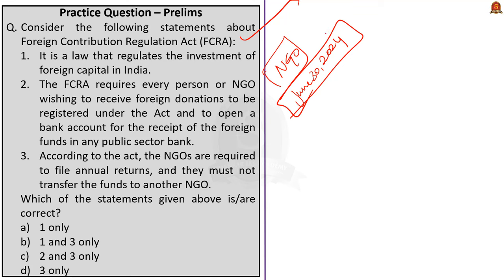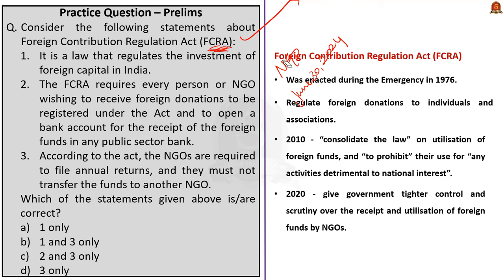See, to answer this particular question, you have to have a clear idea about what is FCRA and what are the provisions of it. Let us go through it one by one. Know that FCRA was enacted during the emergency in 1976, when there were apprehensions that foreign powers were interfering in India's affairs by pumping money into the country through independent organizations. So the law sought to regulate foreign donations to individuals and associations so that they function in a manner consistent with the value of a sovereign democratic republic.